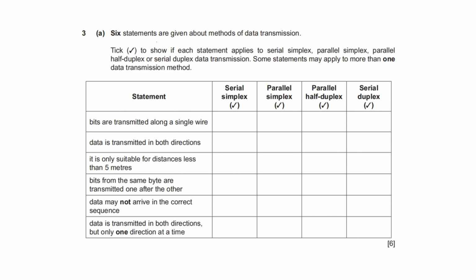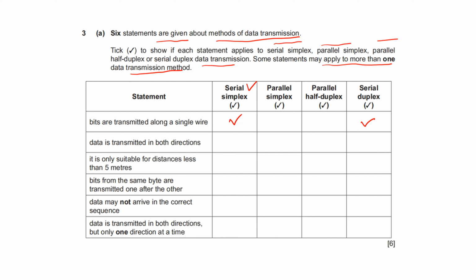Six statements are given about methods of data transmission. Tick to show if each statement applies to serial simplex, parallel half duplex, or serial duplex data transmission. Some statements may apply to more than one data transmission method. The first statement is "bits are transmitted along a single wire." Single wire is serial, right? So serial simplex and serial duplex. We tick those two.